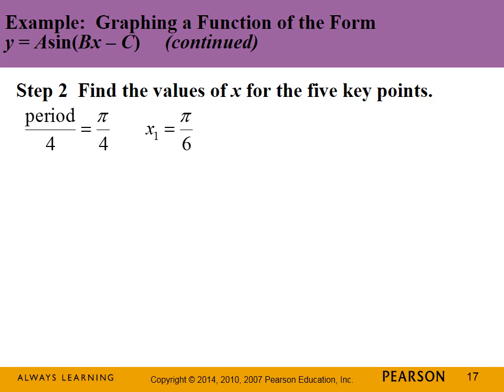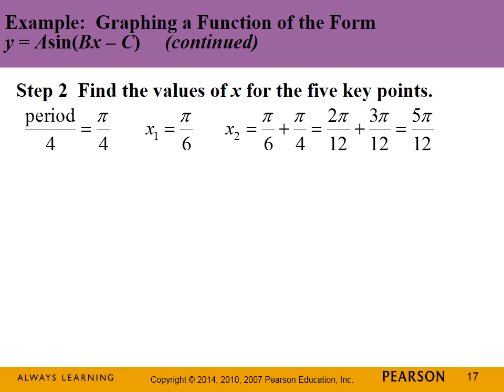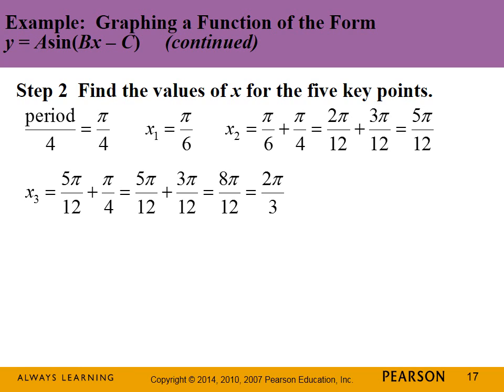So the next x value is going to be pi over 6 plus pi over 4. And in order to add those fractions, you need a common denominator, which is 12. So when you add those together, it's 2 pi over 12 plus 3 pi over 12, which is 5 pi over 12. And we have to add pi over 4 3 more times in order to get all 5 of the x values that we need. So I'm just going to go through that kind of quickly. Again, you can pause the video if you need to catch up on the details. It's really just adding fractions.